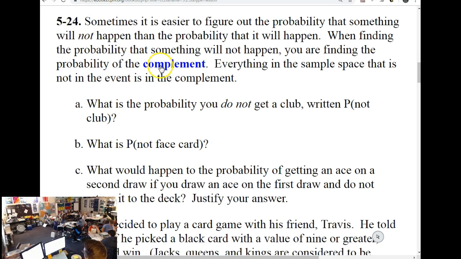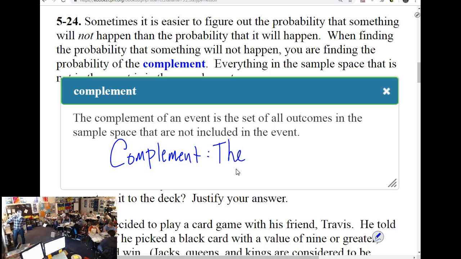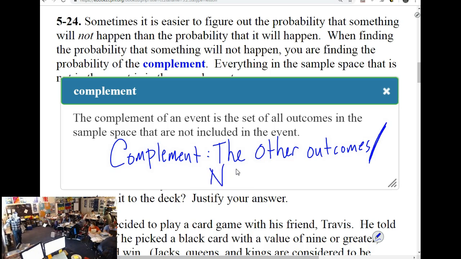So the complement, and we want to write this down. The complement to the event is the other outcome. So a complement, the easy definition, is the other outcomes, or the not what we wanted.